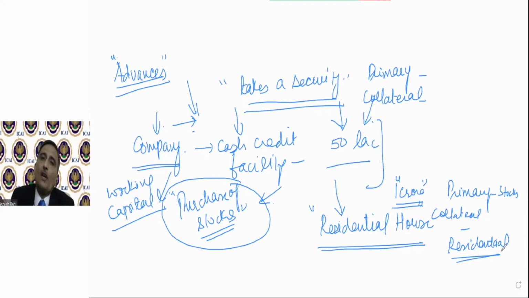And collateral security is, say the party goes bankrupt, the customers are not making payment to the party, and the party is unable to pay interest or to liquidate its cash credit account. Then what would the bank have? The bank would have the papers pertaining to the residential house, which it can sell to recover its debts. Okay, so you understand the difference between primary security and collateral security. Clear?